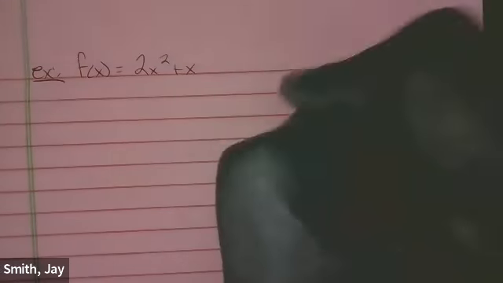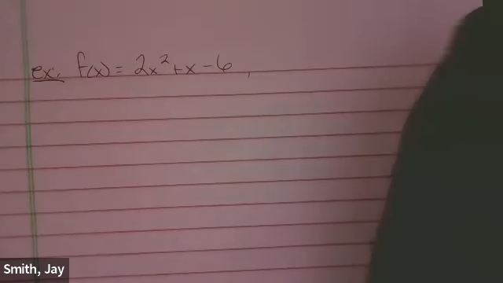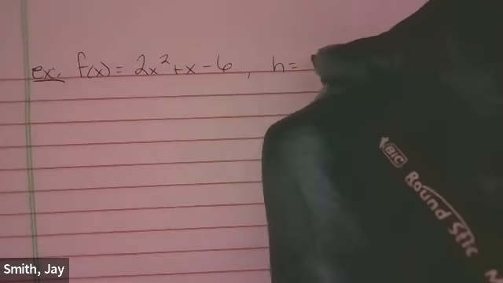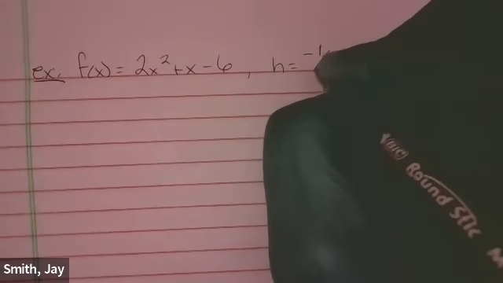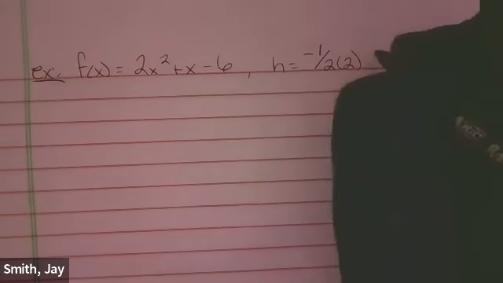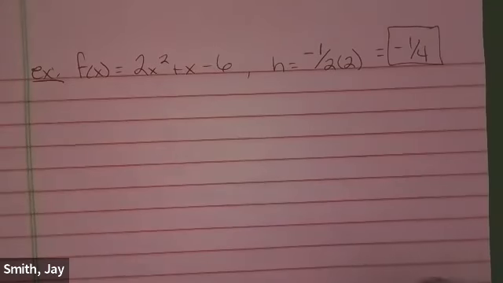So here we're given the function f of x is equal to 2x squared plus x minus 6. Here they're giving us this function in the general form. So to find our vertex, we're going to have to use h is equal to -b, or in this case -1, over 2 times a, or -1 over 2 times 2. So -1/4 would actually be my x coordinate for my vertex.